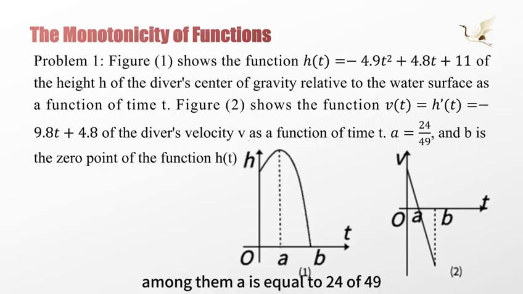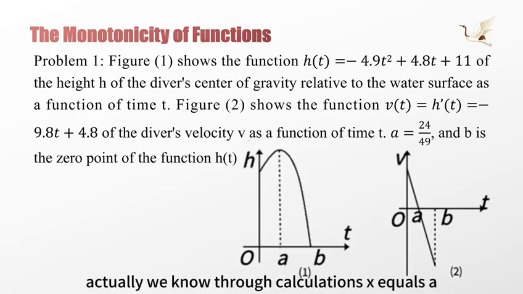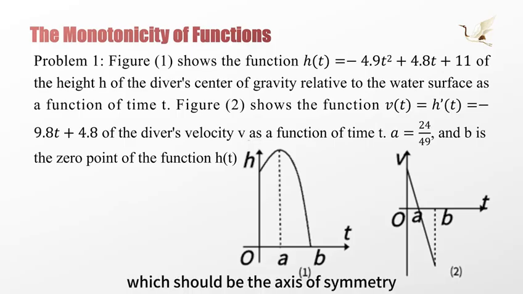Among them, a is equal to 24/49. B is the zero point of the function h(t). Actually, we know through calculations that t = a should be the axis of symmetry of the h(t) function graph. At this point, t takes all real numbers. Of course, it can also be seen that a is also the zero point of the function v(t).